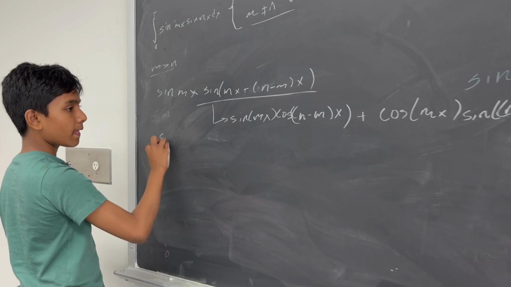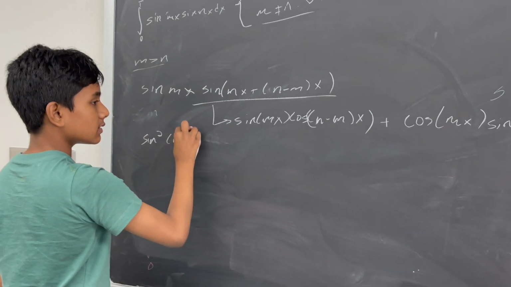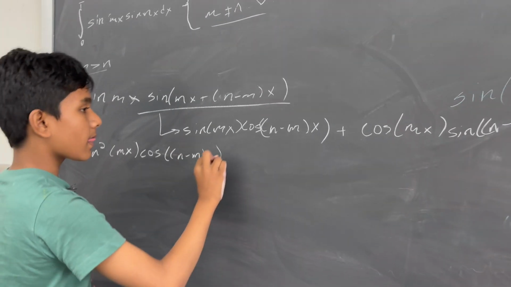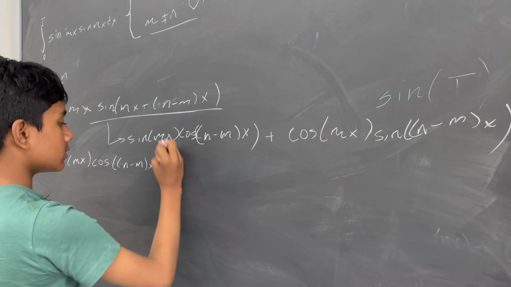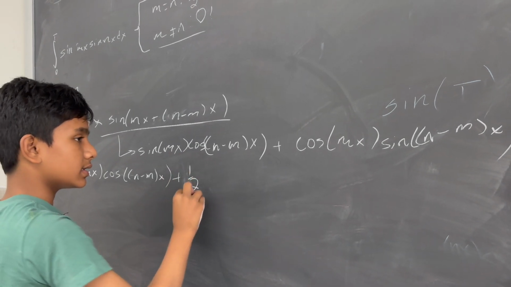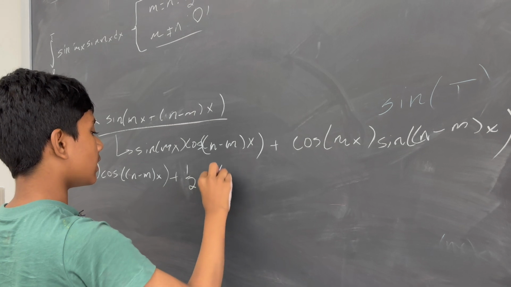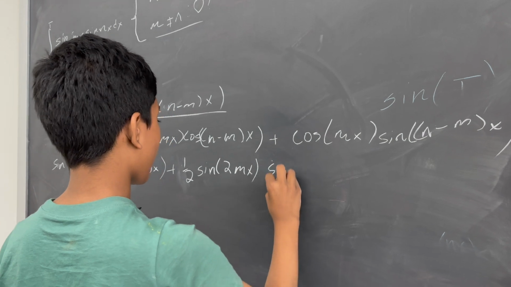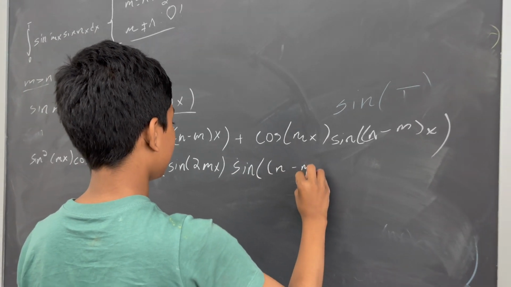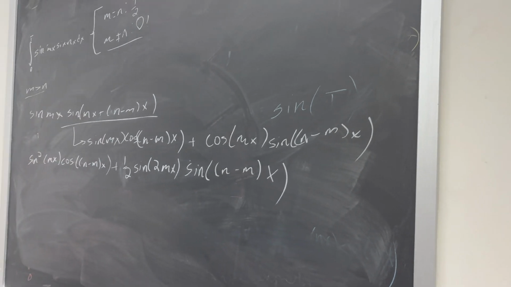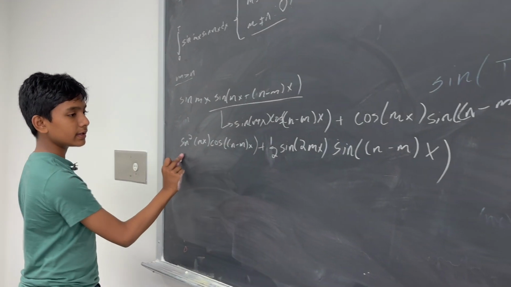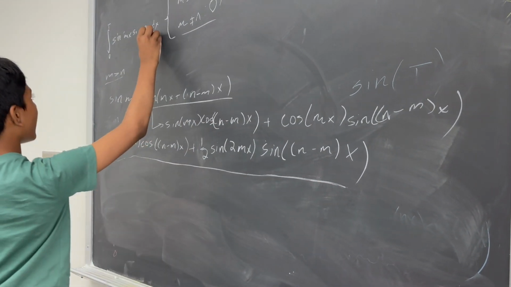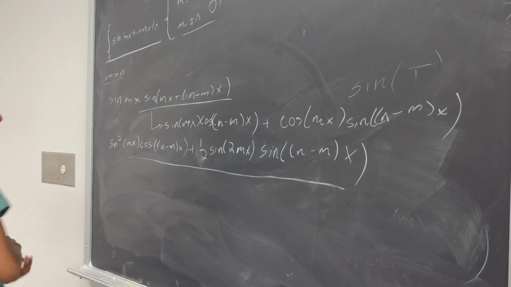So we get sine squared mx times cosine n minus mx plus cosine, or if we want to abbreviate it a little bit further, half sine times 2mx sine n minus mx. So that's how we can make our expression a little bit more friendly. But now, how do we actually show that this is going to be equal to 0?